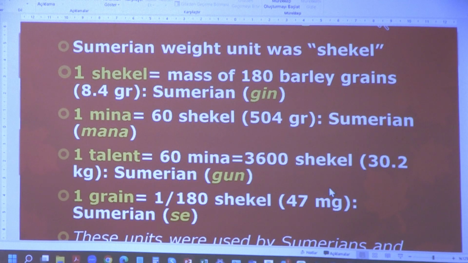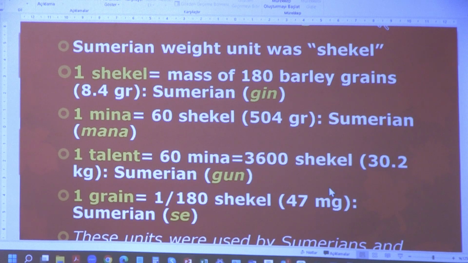of weight or mass. Actually, I forgot to bring you the test tube, which contained 180 barley. About 180 grams of, 180 barleys. I don't know why, probably 3 times 60, because their number is based on 60. So they said that the standard is 180 barley grains, arpa tanesi. As I mentioned before, barley or arpa was the main ingredient of their breakfast, lunch and dinner, because they always made bread and some food with barley flour. So barley was very important material.